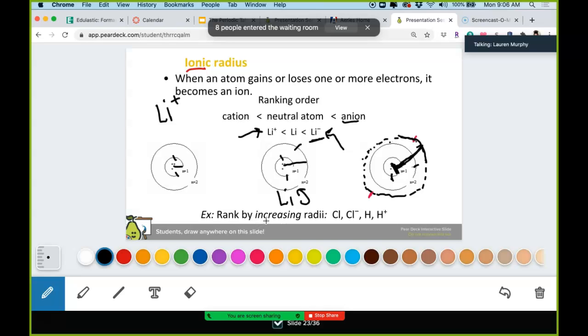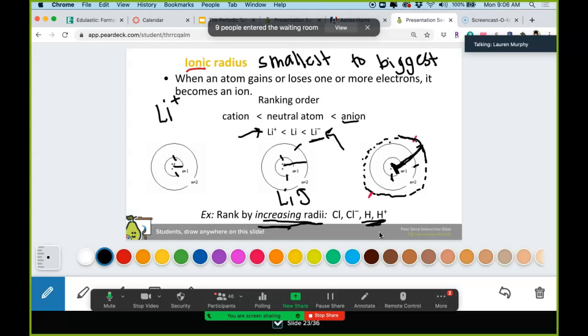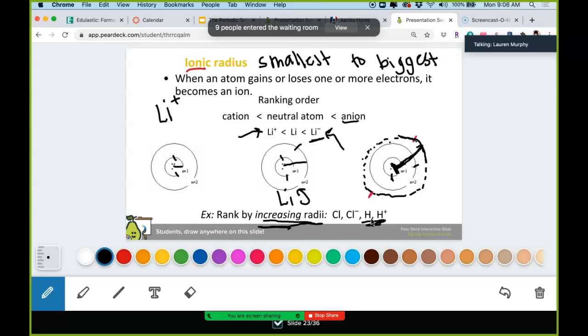So if we wanted to rank by increasing radii, and this is where I'm going to stop, that means smallest to biggest. Okay, hydrogen's on the first period, so these 2 guys are going to be the smallest. Now, which one's smaller, the hydrogen cation or hydrogen? Well, if hydrogen loses 1 electron, it literally has no electrons anymore. So hydrogen cation is the smallest, and then the neutral hydrogen.